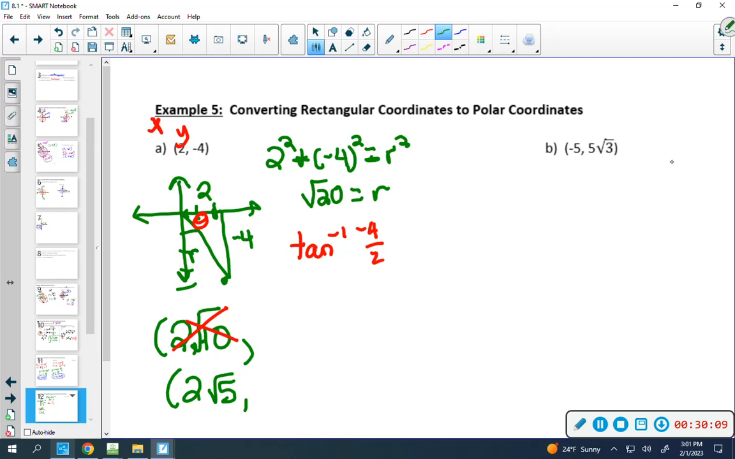What do you have? She literally said we could have it in whatever. I did, but I said let's go degrees so we're all the same. -63.4349. Okay. I'm just gonna round, right?